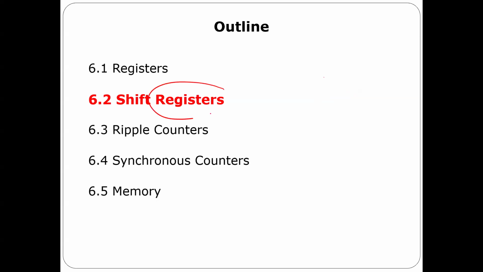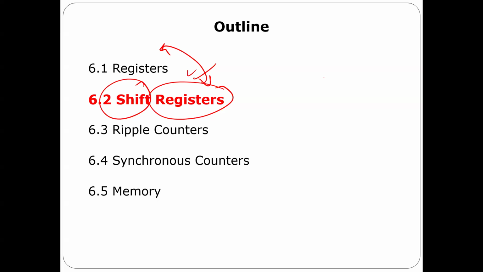One word register and one word shift. We already know what a register is. A register is a storage unit that will store bits. So how is this one different from this one here? I already taught us the register. So how is a shift register different?